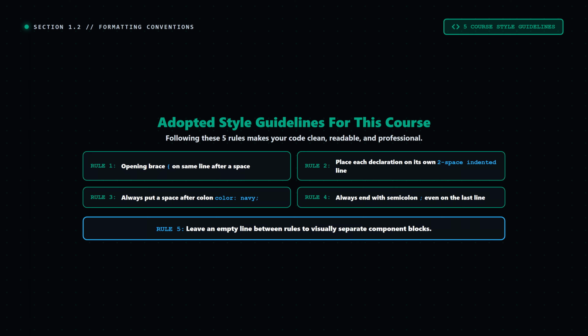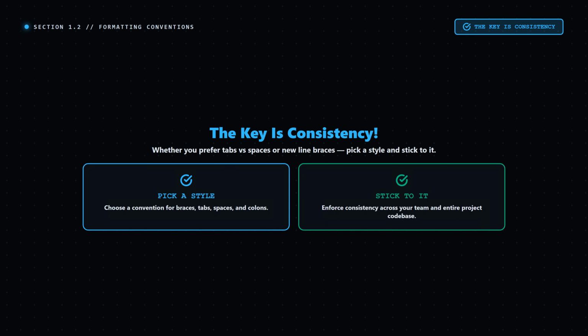Use a space after the colon. Always end with a semicolon, even on the last declaration. Leave an empty line between rules to visually separate them. This isn't the only way. Some developers prefer the opening brace on its own line, or tabs instead of spaces. The key is consistency. Pick a style and stick to it.